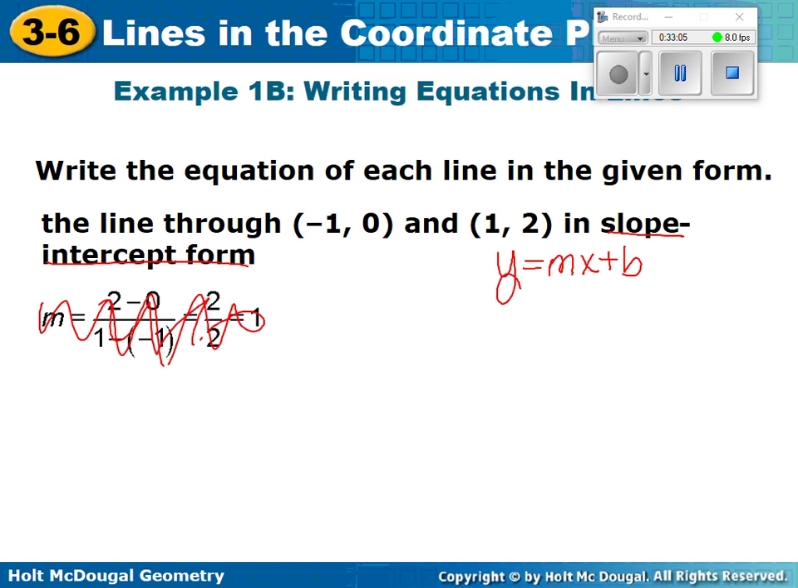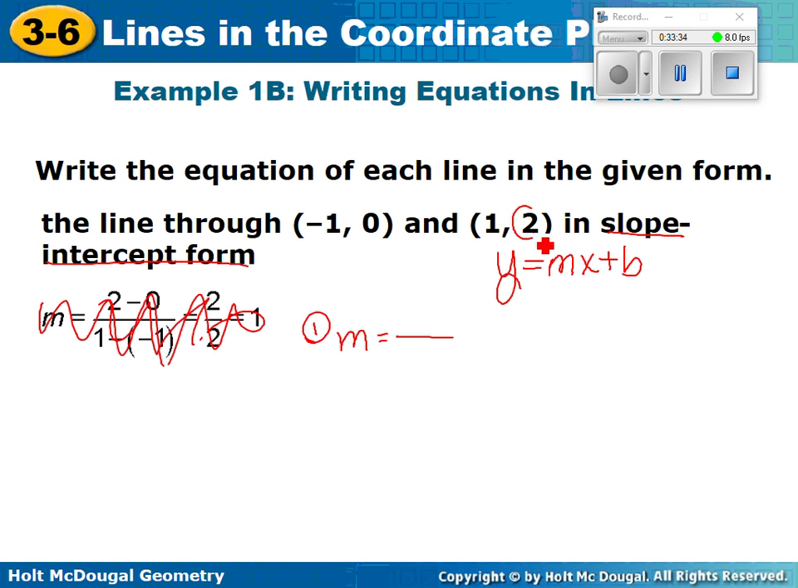Slope and the y-intercept. An equation of a line always has a y and an x, but it has a number for slope and a number for y-intercept. So how are we going to find our slope? Slope formula, the change in y over the change in x, rise over run, we're going to plug it into our formula. So the first thing we need to do is calculate the slope.